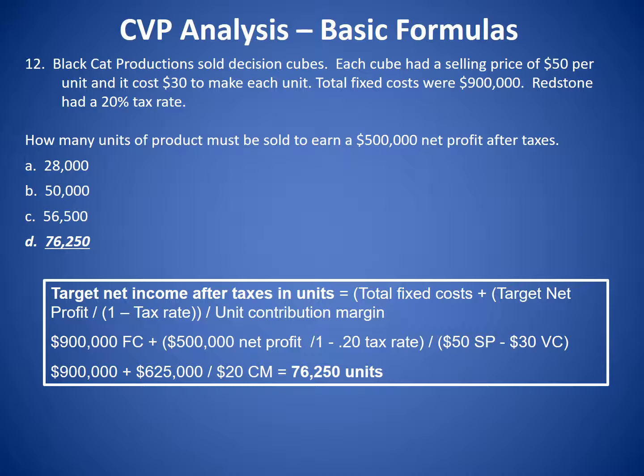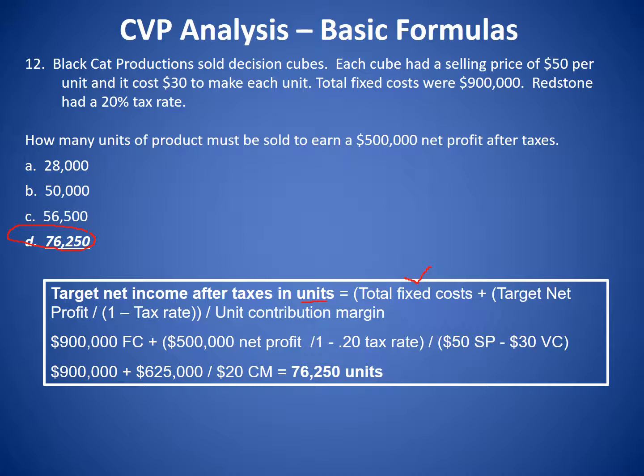Okay, Black Cat Productions sold decision cubes, and each cube had a selling price of $50 a unit, and it cost $30 to make. Total fixed costs were $900,000, and the company, Black Cat Productions, had a 20% tax rate. And the answer in this case is to earn $500,000 net profit after taxes, 76,250 units. So what we want now is our target net income after taxes, but in units. So we take our total fixed costs.